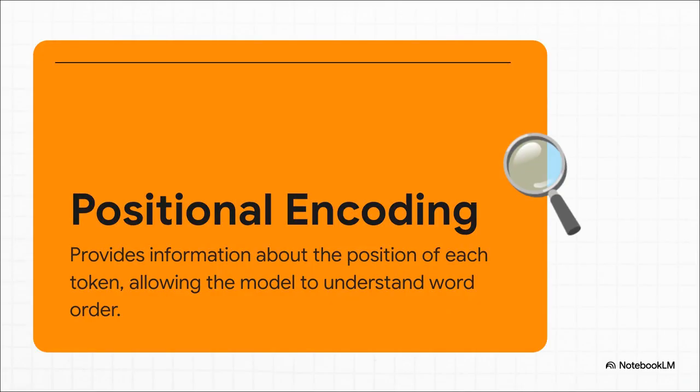But hang on a second. If it sees all the words at the same time, how does it solve that dog chases cat problem we saw earlier? Great question. The answer is something called positional encoding. Before the model even starts its work, it adds a unique mathematical signal. Think of it like a little fingerprint or a GPS coordinate to each word based on its exact position in the sentence. That way, even though it's processing everything at once, it always knows where each word came from.